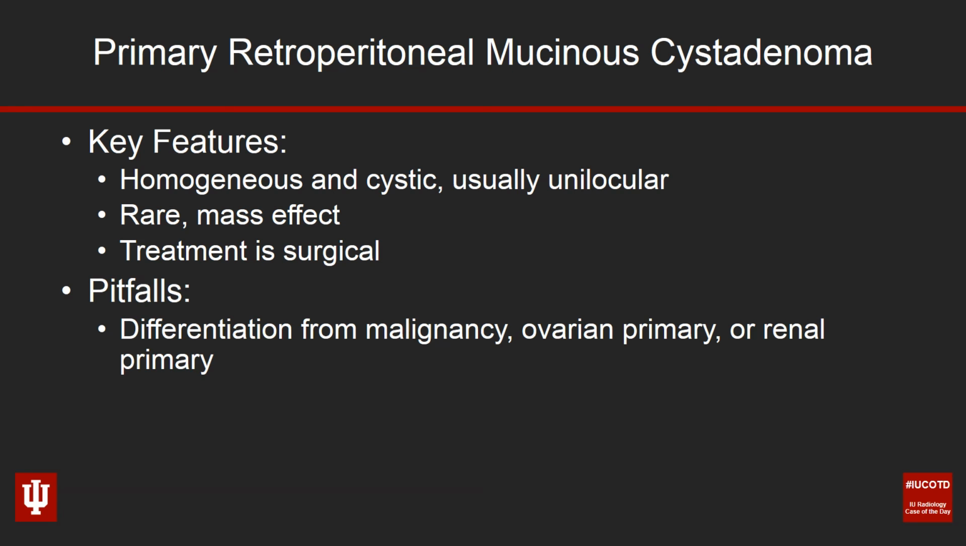So in summary, primary retroperitoneal mucinous cystadenomas are rare lesions that appear homogeneous and cystic and usually unilocular. They are typically asymptomatic until they cause sufficient mass effect and obstruction. Differentiation from malignancies is difficult, so they should ultimately be treated by surgical resection.